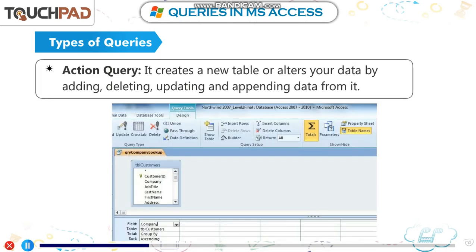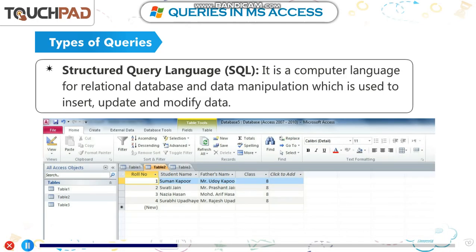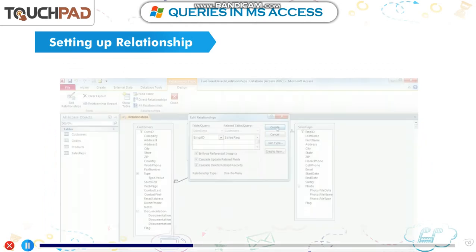Action query. It creates a new table or alters your data by adding, deleting, updating, and appending data. Cross-tab query. It is a query that uses row headings and column headings so that you can see your data in terms of two categories at once. Structured Query Language (SQL). It is a computer language for relational databases and data manipulation, which is used to insert, update, and modify data.